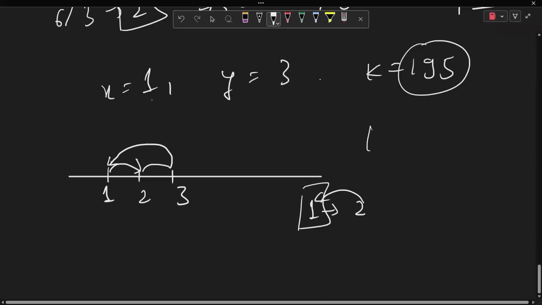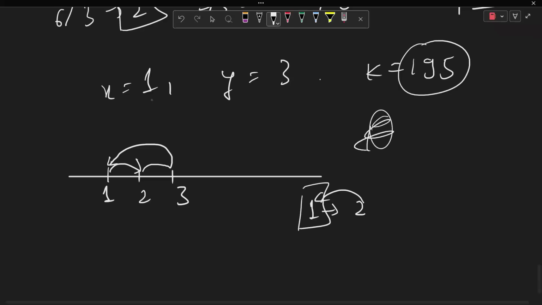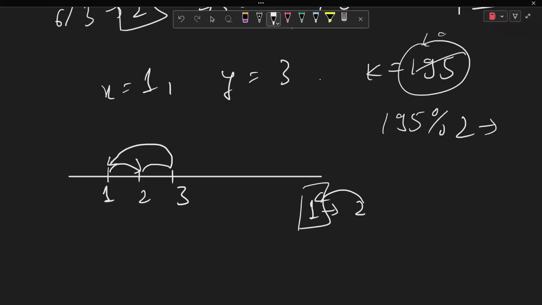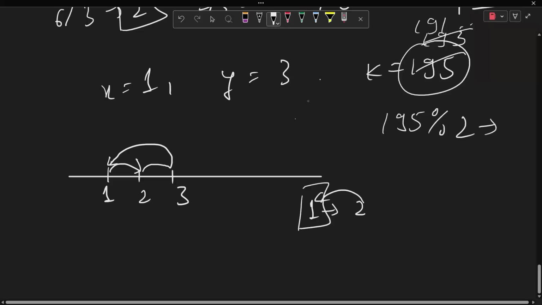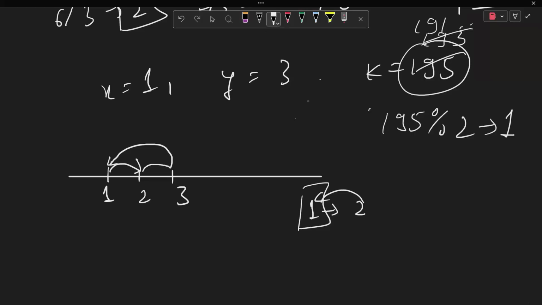So what you can do is take a remainder of 195 modulo 2, because 2 steps are common. After every 2 steps, I am reaching 1 again. So 195 can be reduced to 193, 191, likewise, till when would it be reduced? It would be reduced up to 195 modulo 2, till it reaches 1. So we can reduce k to k modulo 2. What is 2 here? It's actually y minus 1.